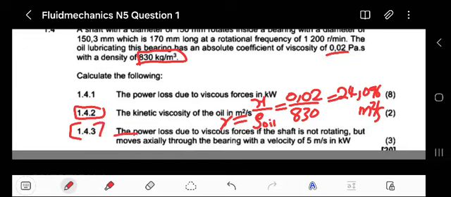1.4.3, the power lost due to viscous forces. You see, if the shaft is not rotating but moves axially through the bearing with the velocity... I wonder, do you understand that English there? Moves axially. I don't know, guys, whether you've understood this English or what.